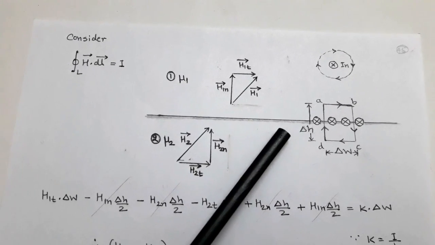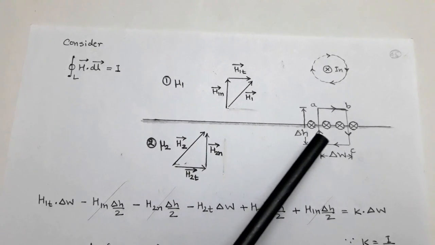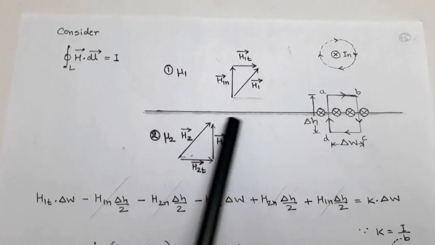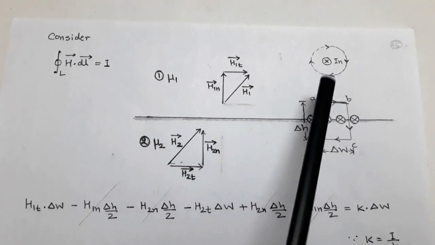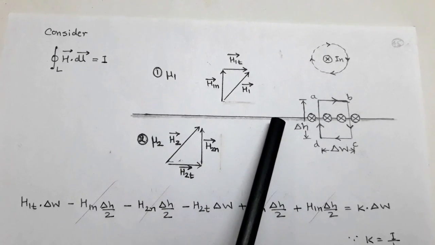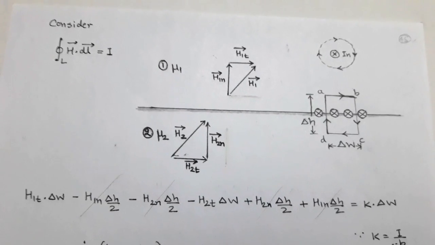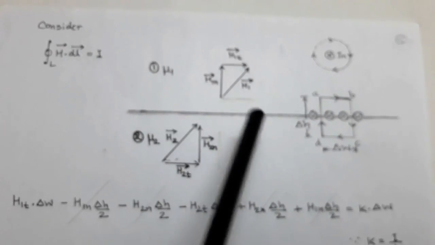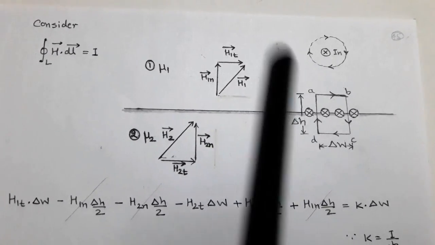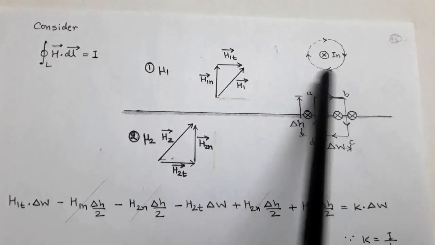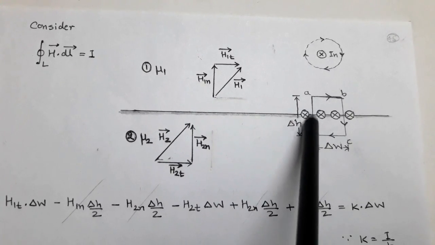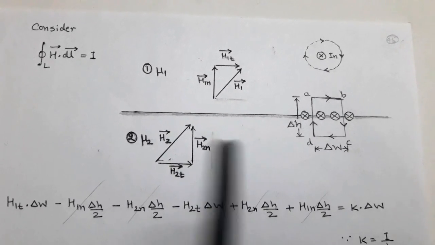Here we also consider that there is a current flowing on the surface of the boundary, flowing into the page and denoted by a cross. Since the current is flowing into the page, we use the right hand thumb rule. The thumb denotes the direction of the current and the curl of the fingers denotes the direction of the closed path. So here A, B, C and D is the closed path and we move clockwise.